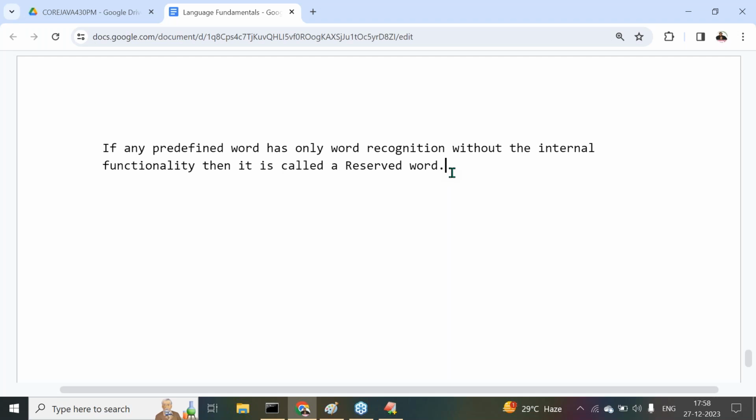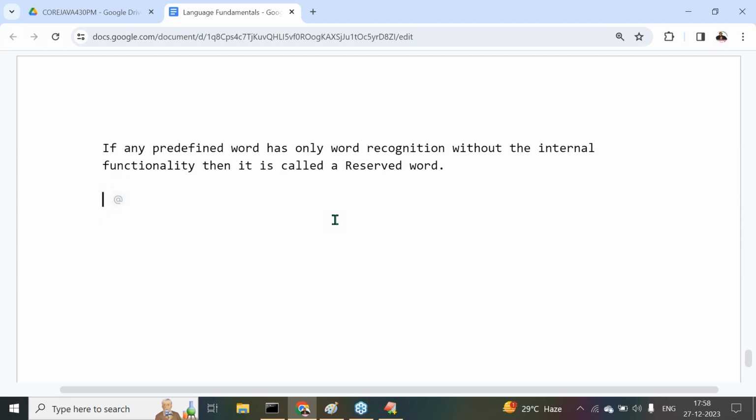Then it is called a reserved word. Understand it clearly. Totally, how many keywords are available here? Hardly 45 to 50 in between is the number available. The exact number is not required to think about. If they're available, then we are able to use them. If any predefined word has only word recognition without the internal functionality, then it is called a reserved word. Understand it now.